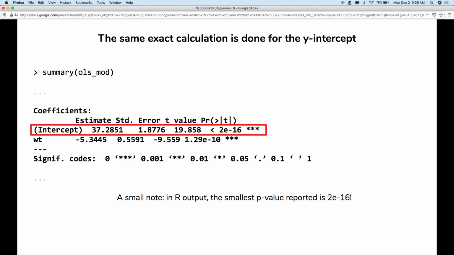That's the lowest p-value that R will report in an output like this. If you see a p-value that low, it's probably pretty significant, so I wouldn't worry about the exact value too much. But that's what R is going to default to if it's any lower than 2 times 10 to the negative 16th. Okay.